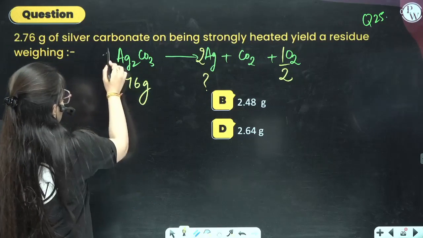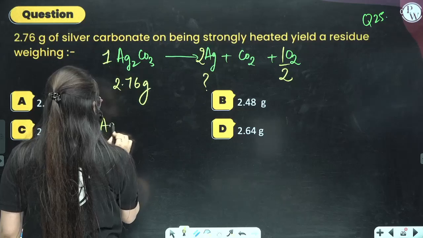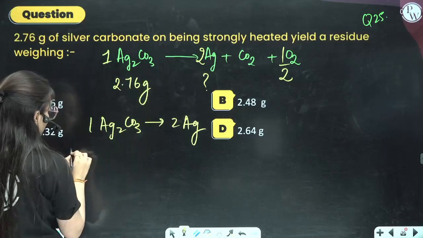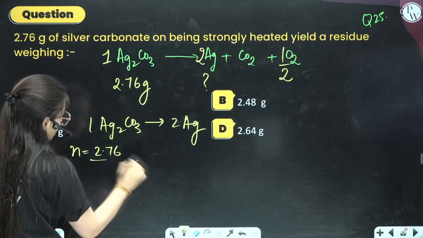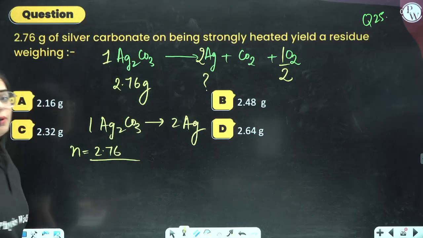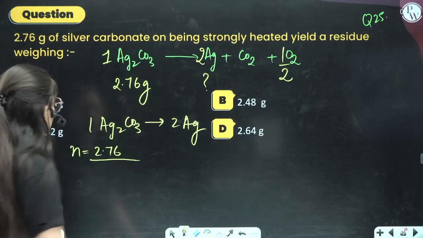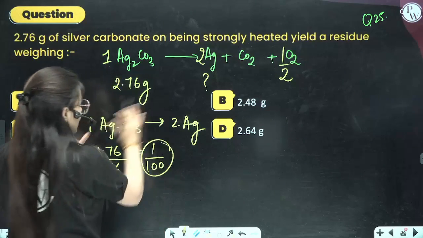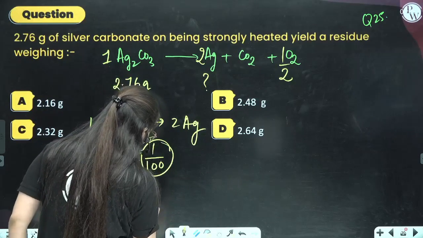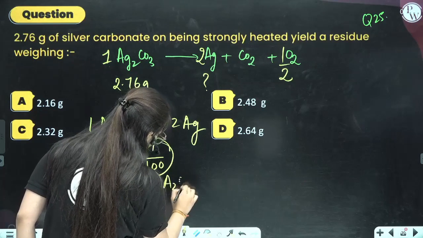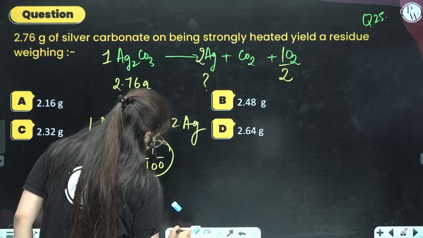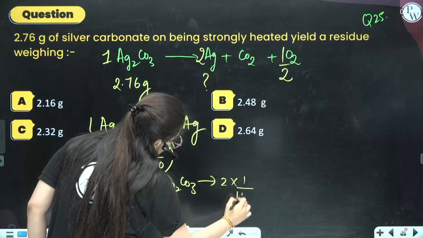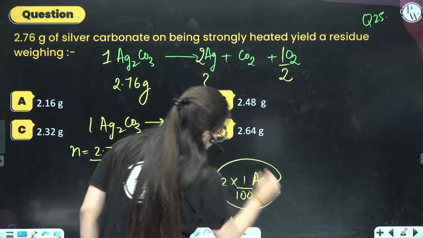It's very simple. 1 Ag2CO3 is giving 2 Ag. Now, can we calculate the number of moles? Number of moles is given mass, 2.76, divided by molecular mass. The molecular mass comes out to be 276, so this is 1 by 100 moles. If 1 is giving 2, then 1 by 100 Ag2CO3 will give 2 into 1 by 100 moles of Ag.